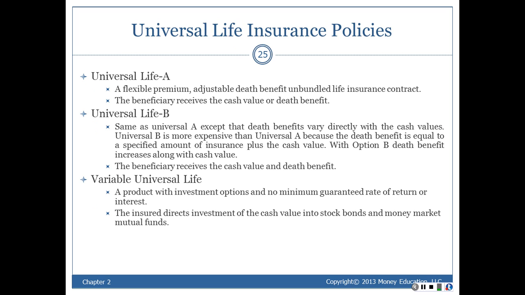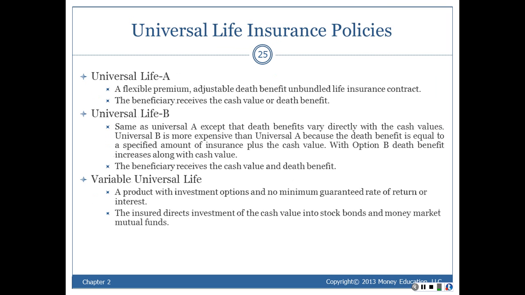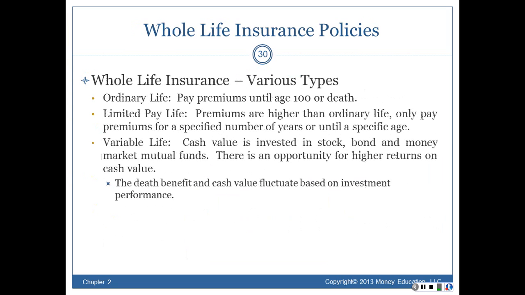I want you to understand the difference between universal life A versus universal life B versus variable policies. Understand what is flexible in each of those policies, how the death benefit is calculated, whether the death benefit, the premium, and the cash value are flexible or fixed, what the choice is in terms of how the investment portion is invested, who has control over it, and what the guarantees are. If you think about universal A, universal B, variable universal, and whole life policies in terms of those things, you're going to be able to answer several questions correctly. So I'm going to go through this fairly quickly.